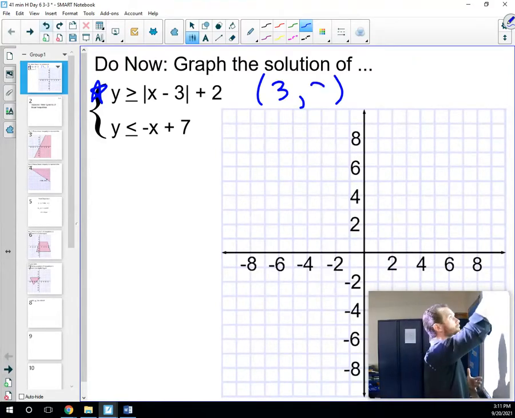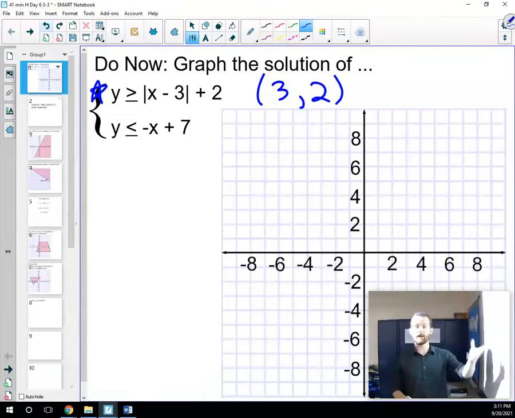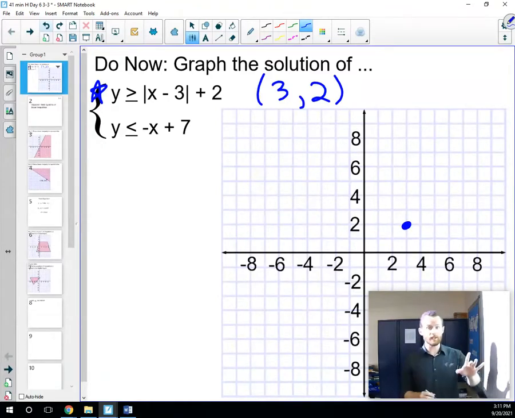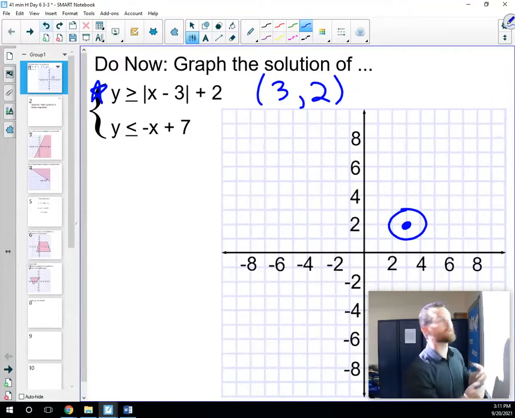But k stays the same. We do not change the sign of k. It looks like a positive 2, and it is a positive 2. So let's graph our vertex at 3, 2. Now that's a really important point because that's going to be the point of the V.